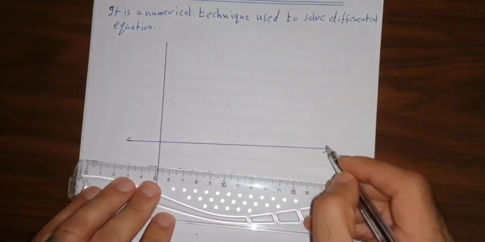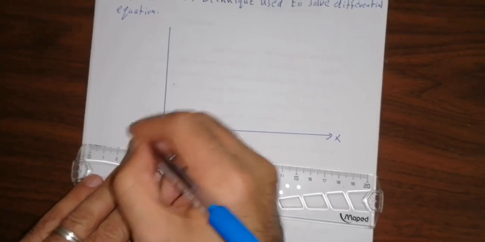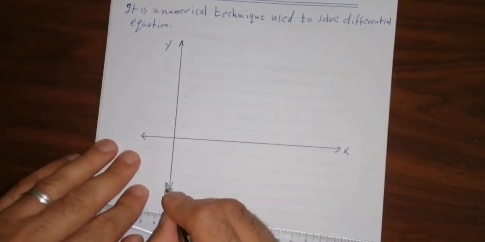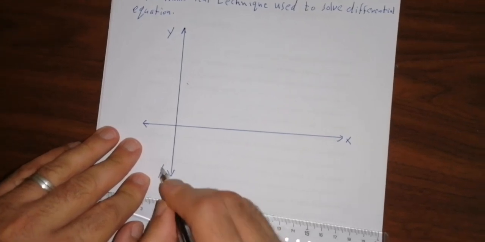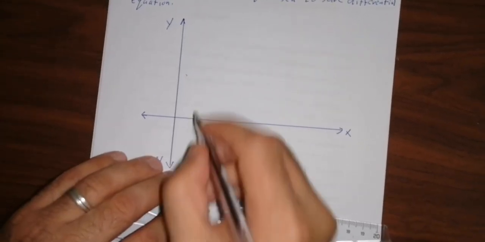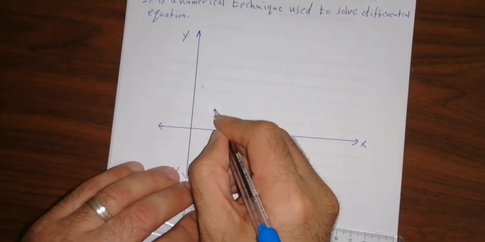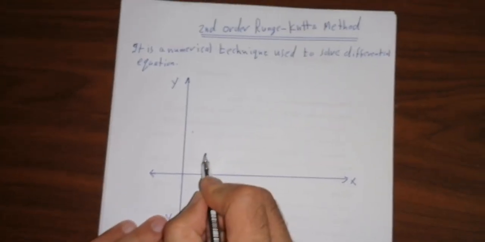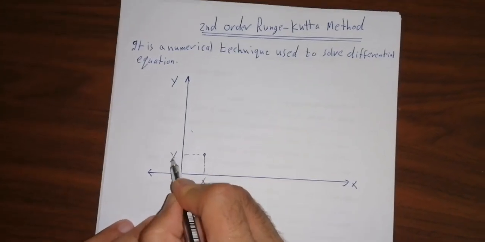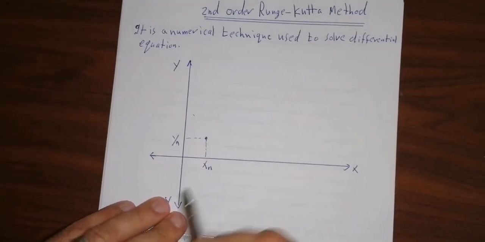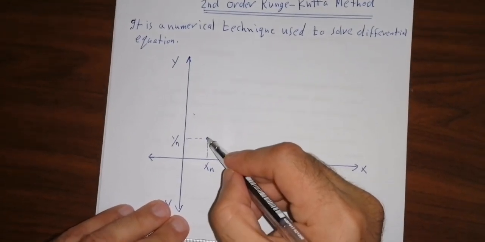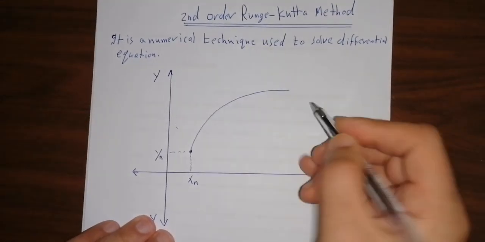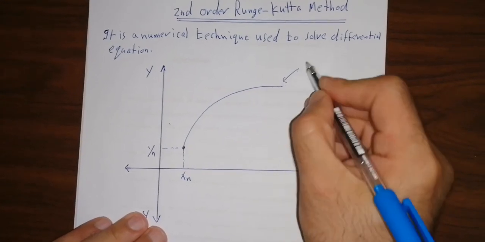X coordinate and y coordinate. In each system there is an initial condition. We call this initial condition xn, yn, and the exact solution will look like this. We call this the exact solution.